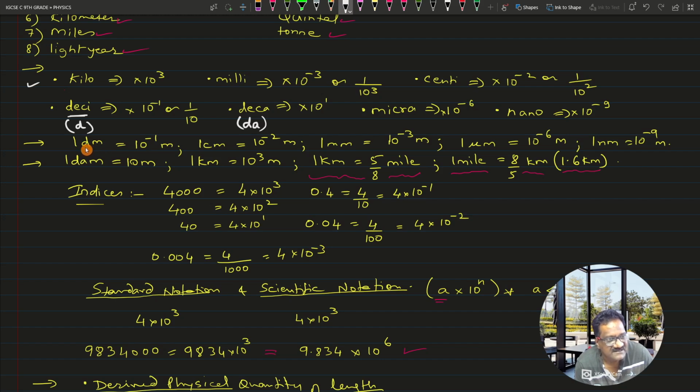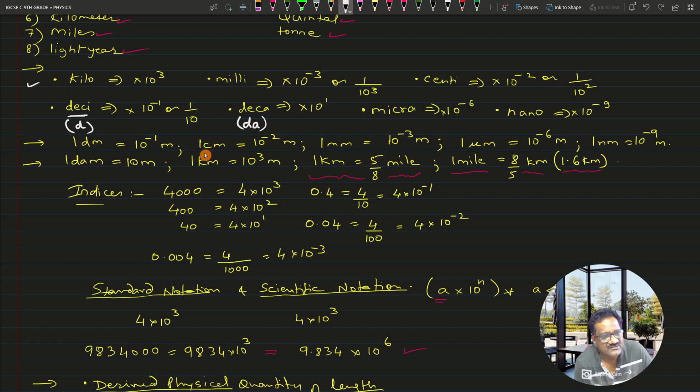Now instead of deci, I am writing 10 raised to minus 1. See, now you will get the connection. Deci is written for 10 raised to minus 1, isn't it? So 1 decimeter is nothing but 10 raised to minus 1 meter. Or rather, 1 meter multiplied by 10 raised to minus 1 will give you 1 decimeter. Or you can straight away say 1 decimeter is equal to 10 raised to minus 1 meter.